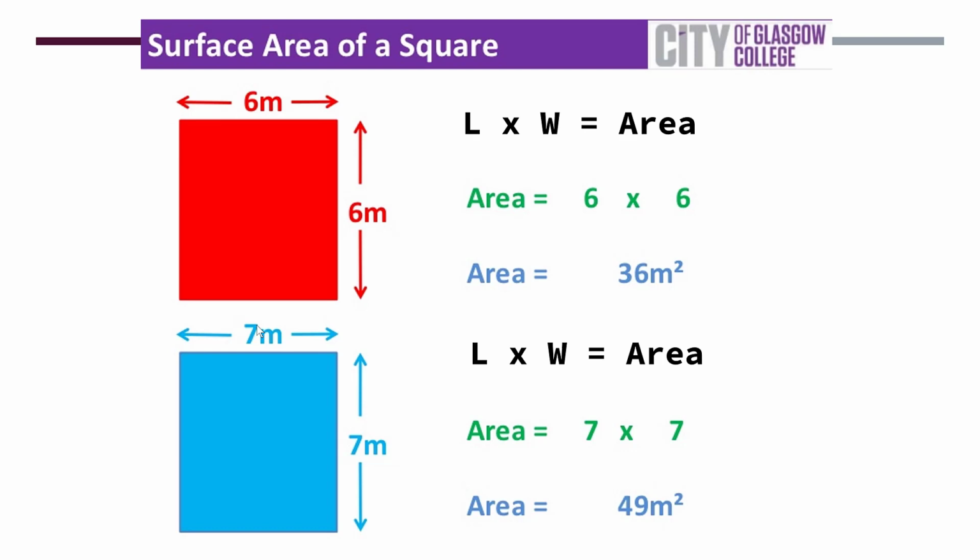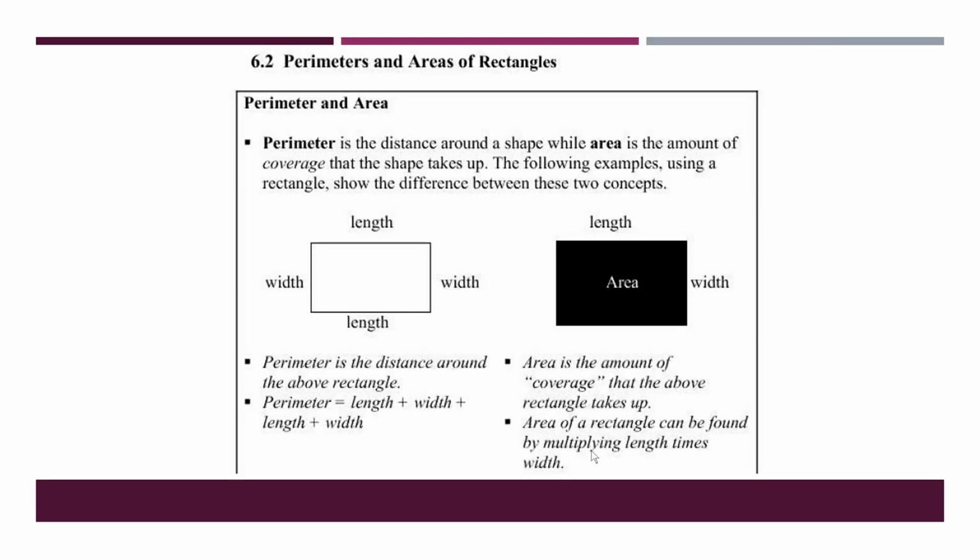Okay, the surface area of a square. Well, again, that's length times width. So if we have a 6 by 6 square, the area is going to be 36. If we have a 7 by 7 square, the area is going to be 49. Okay? Easy, easy, easy stuff. No reason to freak out.